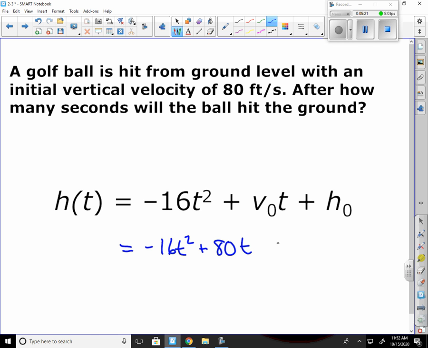And then where did this start? Started on the ground, so this would be plus 0. Where is it going to land? Well, if I'm hitting a golf ball, it's not going to fly up into space. It's going to land back on the ground. So now I can take my equation that I found, get rid of the 0 because it does nothing. Negative 16t squared plus 80t equals, where is it at the end? The ground.